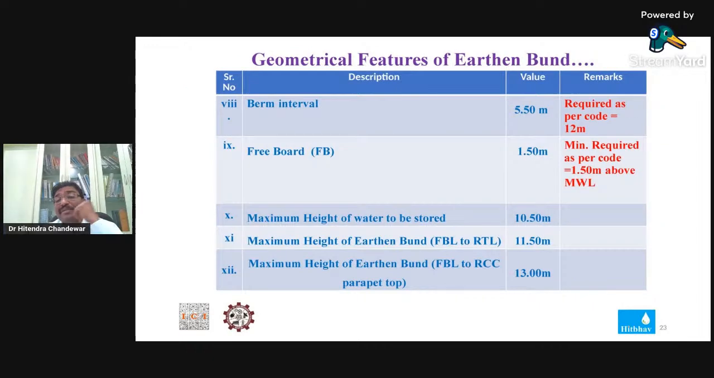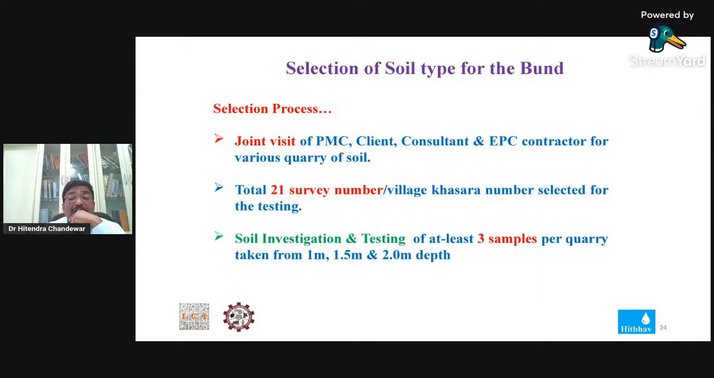Then berm interval as per the code is 12 meter, but we are required to provide the berm at 5.5 meter for the stability point of view. Freeboard as per the code, 1.5 meter freeboard is required over the maximum water level. We have provided freeboard 1.5 meter here. Maximum height of water to be stored is 10.5 meter. Maximum height of earthen bund was 11.5 meter, and maximum height of earthen bund up to the RCC parapet, we have provided an RCC parapet also on the bund, it was 13 meter.